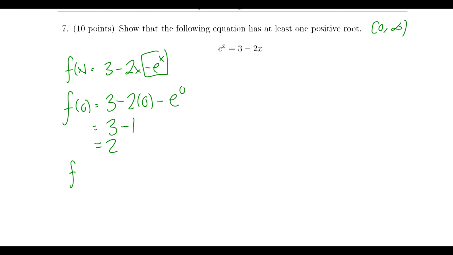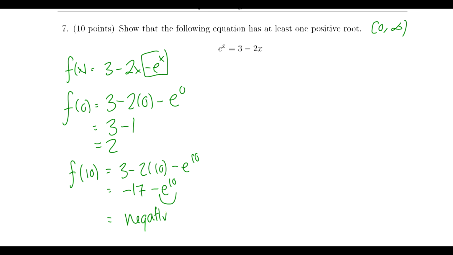It's a little bit large, but we're not given a specific interval we have to check. So if you wanted, you could check f of 10 million, but that is going to be overkill, and I'm already overkilling it enough. So we have 3 minus 2 times 10, minus e to the 10, which is going to be negative 17 minus e to the 10, and this is some ridiculously large number, so we know this is going to be negative. In fact, we'll just write negative.